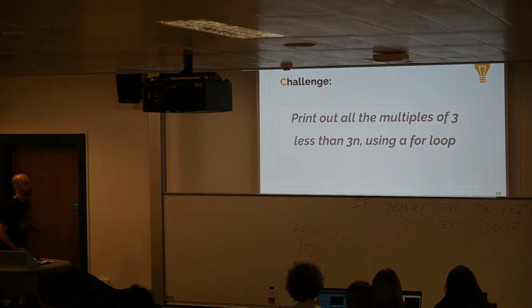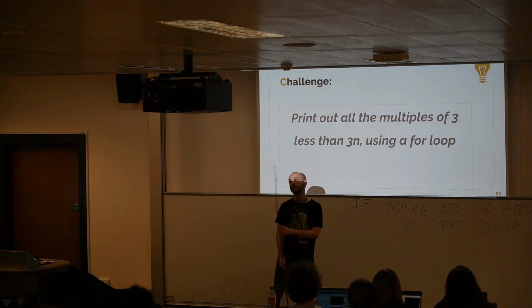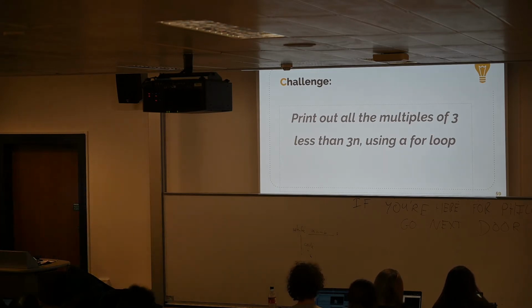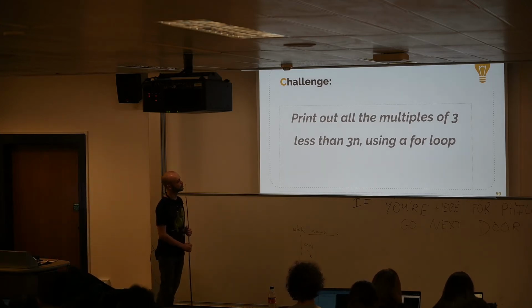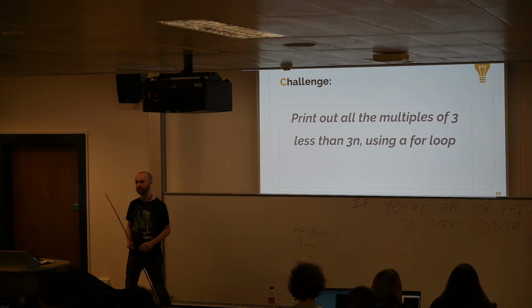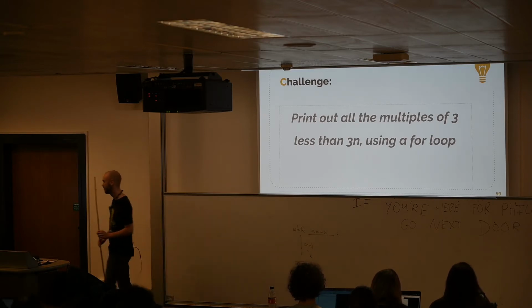So now we want to use a for loop, the new structure we just saw, to do the previous challenge. We want to print out all the multiples of 3 less than 3n using a for loop. There's a few different ways you can do this. You do have enough knowledge to do one of them. So can everyone start having a go at this? We won't spend as long on this as we did on the last challenge. I just want everyone to have a bit of a go.